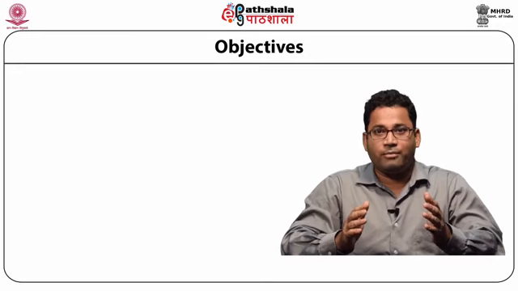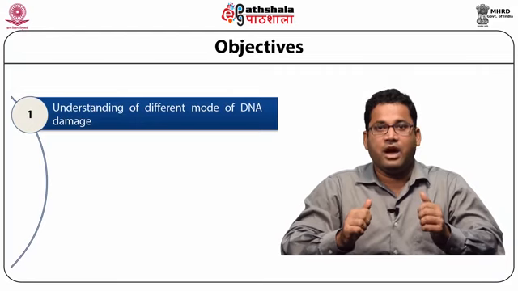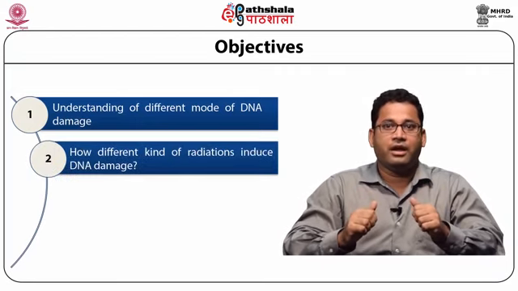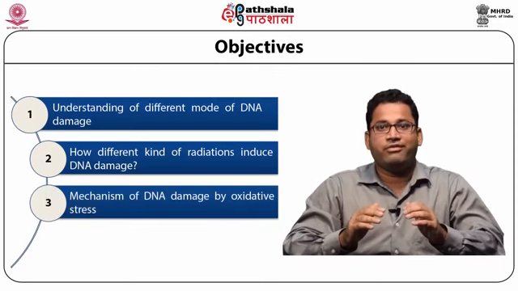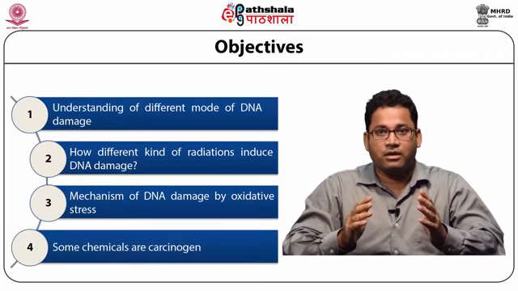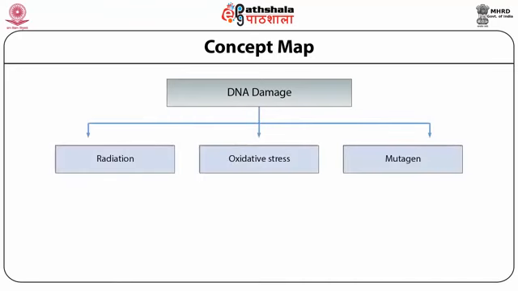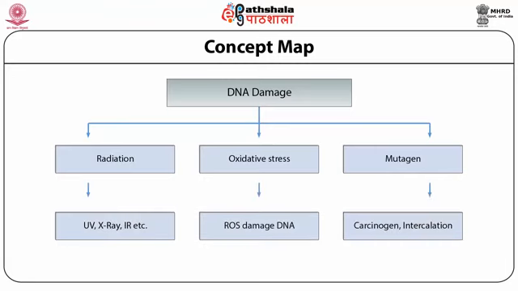Therefore, the objectives of this module include understanding the different modes of DNA damage, how different kinds of radiation induce DNA damage, and the mechanism of DNA damage by different kinds of oxidative stress. Some chemicals can serve as carcinogens which induce cancer. In this lecture, we will first study briefly how DNA is damaged by different kinds of radiation and chemical compounds. We also focus on how reactive oxygen species and other intercalating agents damage DNA.